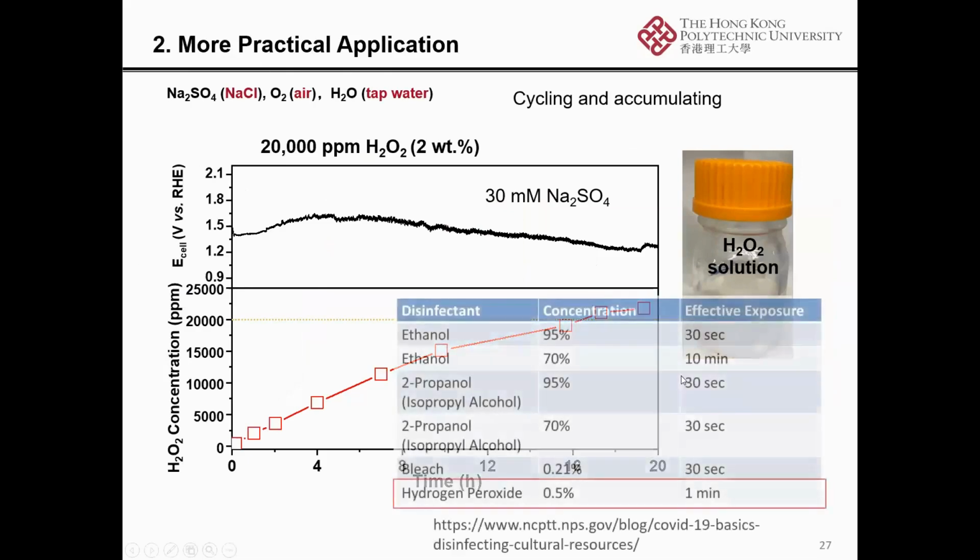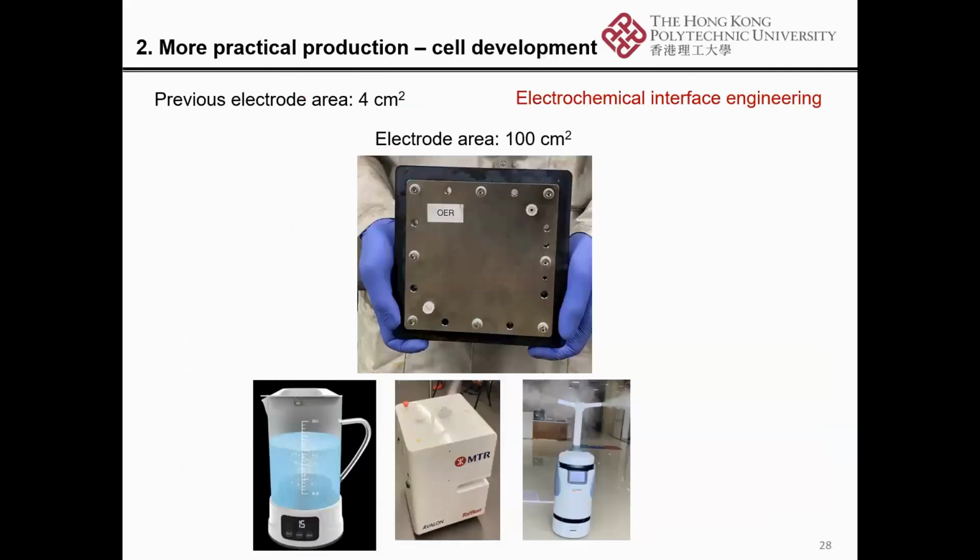Because for disinfection, we only use 0.5% hydrogen peroxide, and we can easily get 2% hydrogen peroxide for disinfection. The previous work used a small scale, only 4 centimeter square, and now we have built 100 centimeter square reactors. If the active area is increased, the production rate will be further increased.